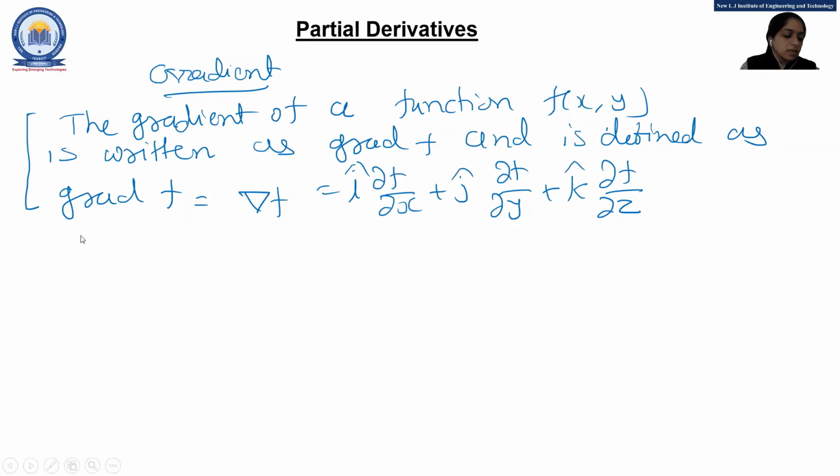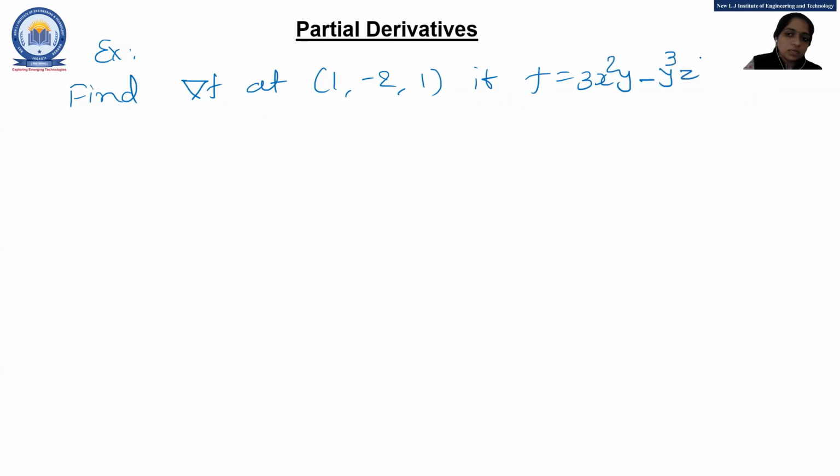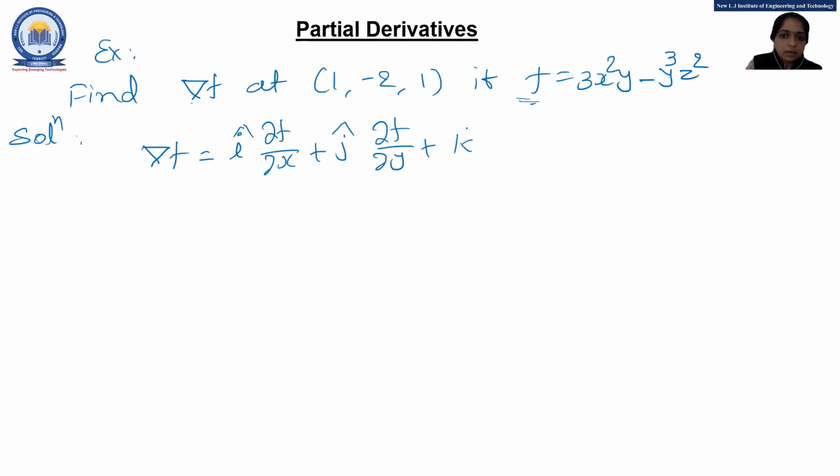So let's start an example of the gradient. Find grad f, this is the notation of gradient, at (1, minus 2, 1) if f is equal to 3x square y minus y cube z square. This is our given function. Let's start the solution. We want to find the gradient of this f, and the formula of the gradient of f is i del f by del x, j del f by del y, and unit vector k del f by del z.